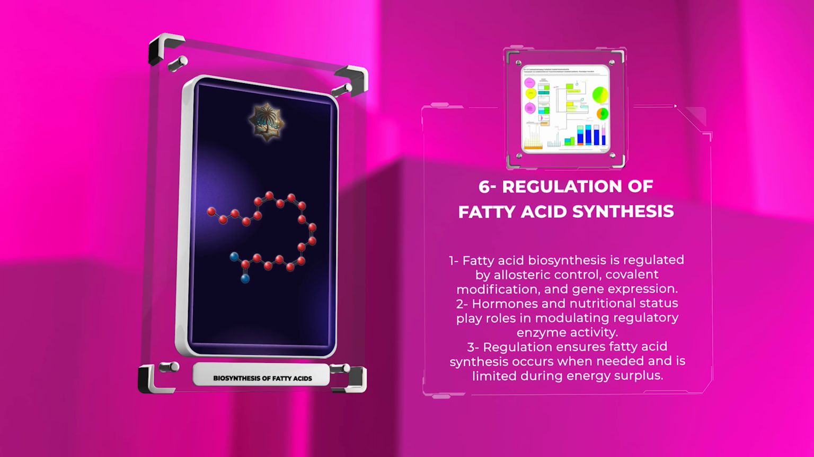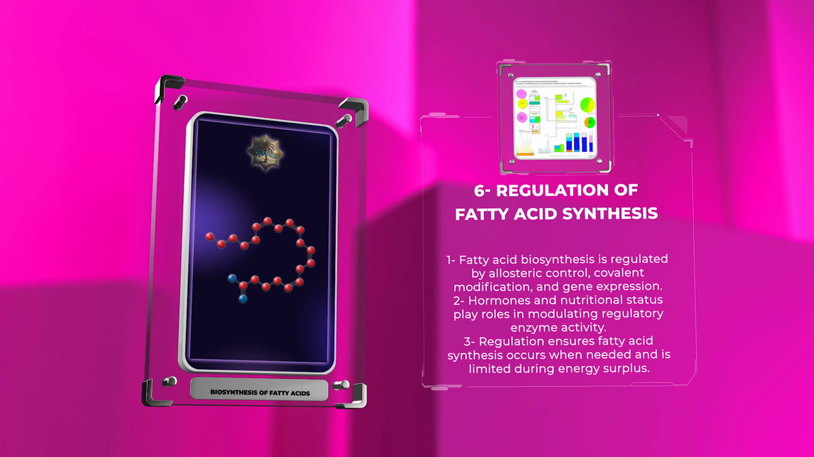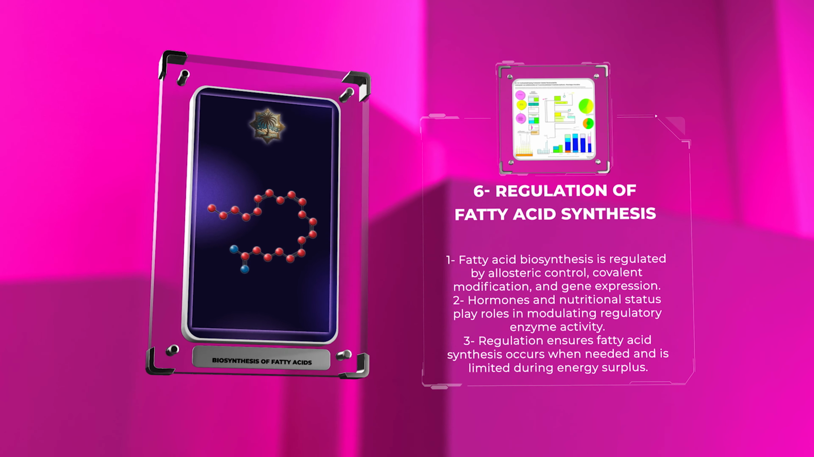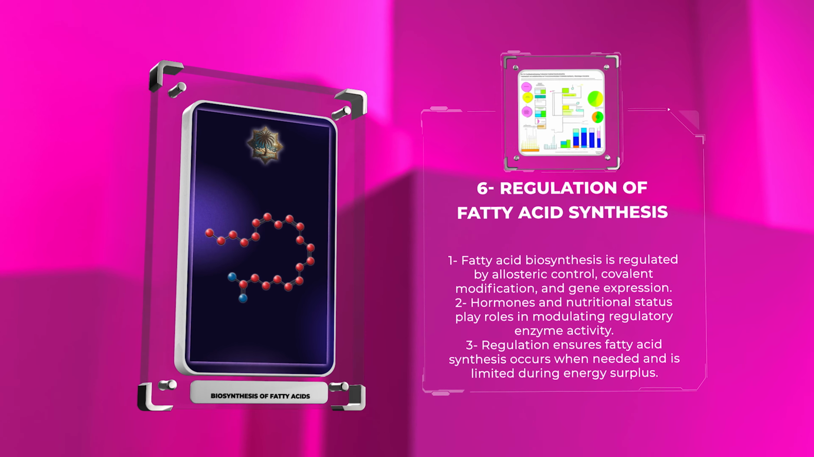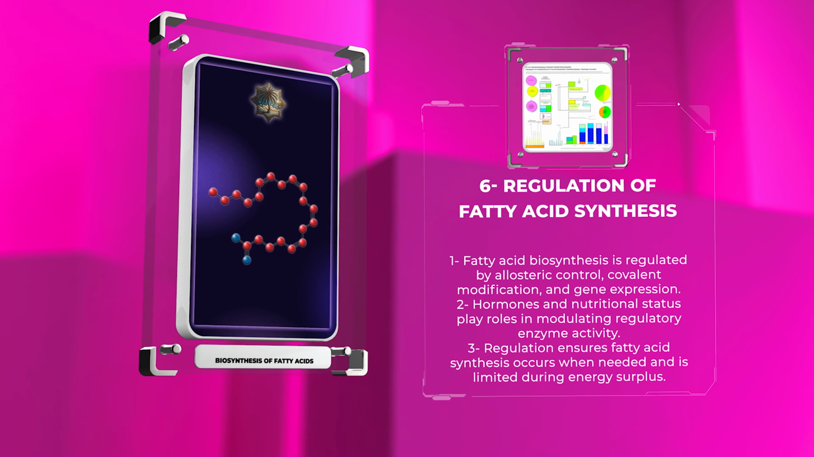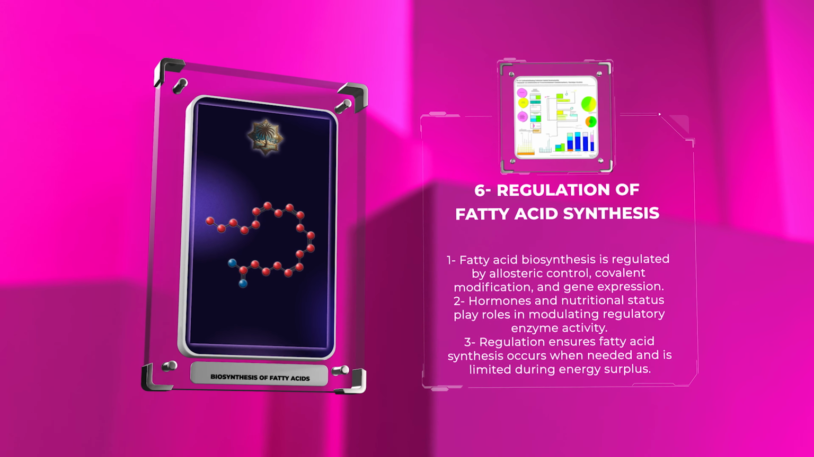Fatty acid biosynthesis is tightly regulated by multiple mechanisms to maintain cellular homeostasis. Several key enzymes involved in the process are regulated by a combination of allosteric control, covalent modification, and gene expression. Hormones and nutritional status play significant roles in modulating the activity of these regulatory enzymes, ensuring that fatty acid synthesis occurs when required and is limited during times of energy surplus.